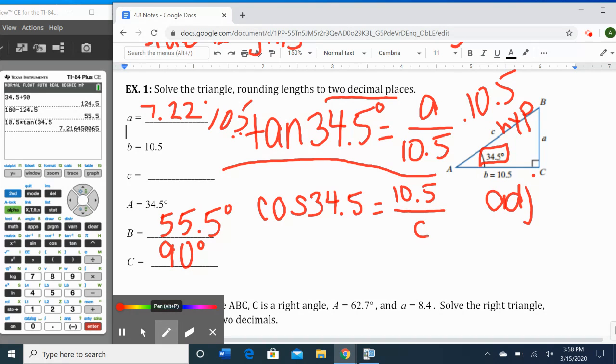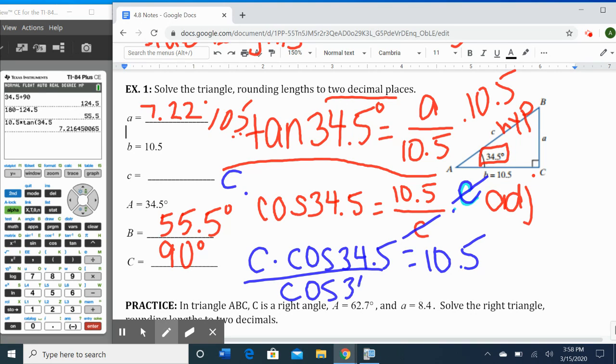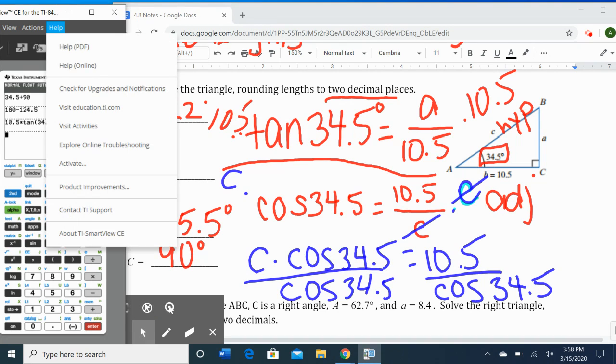I think what I'm going to suggest you do is multiply both sides by C. I'm going to multiply both sides by C. So it says C times cosine of 34.5 is equal to 10.5. Those cancel, and I'm going to divide by the cosine of 34.5. And when I take 10.5 divided by the cosine of 34.5, I'm going to get my answer.